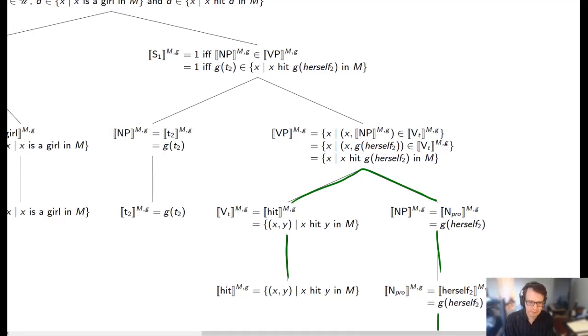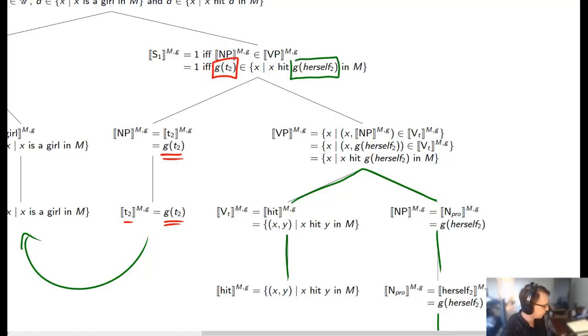And when we go to the sentence, we had some movement from the subject. So the subject moved away. So we have a trace here. So this is going to be g of T2 as a trace. We're going to treat it just like we did with the quantified sentences. So g of T2 is our subject right now. So our sentence is true if g of T2 is in the set of x such that x hit g of herself 2 in M. So this looks like everything we've seen before. We have a pronoun as the object and we have a trace as the subject.